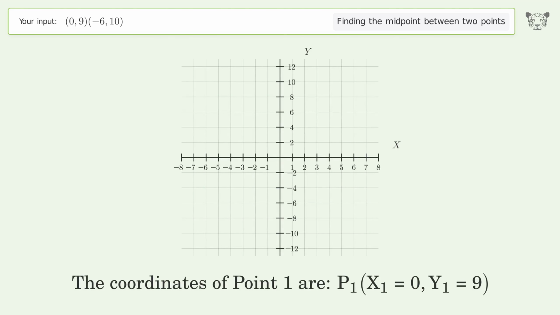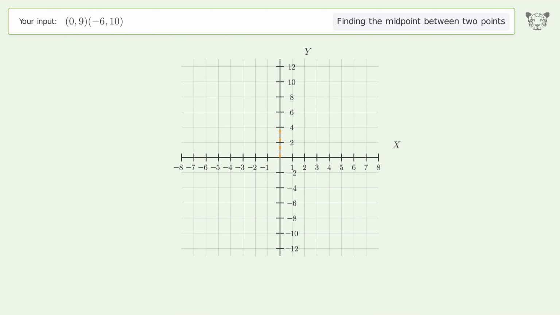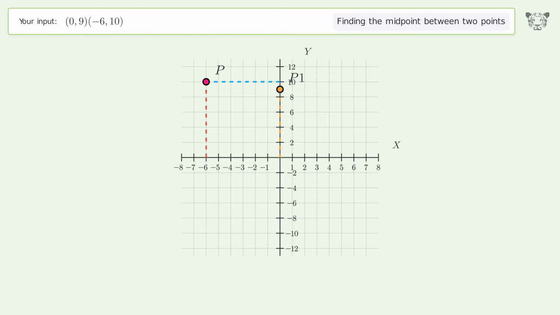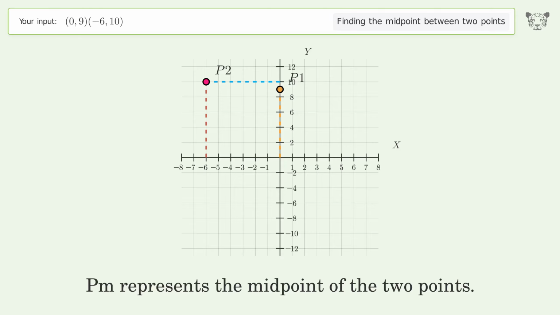The coordinates of point 1 are x1 equals 0, y1 equals 9. The coordinates of point 2 are x2 equals -6, y2 equals 10. PM represents the midpoint of the 2 points.